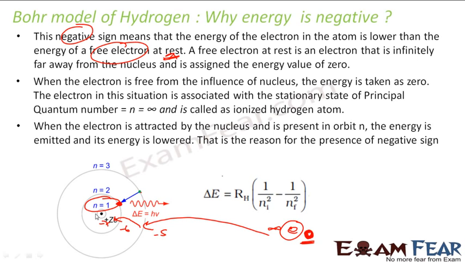Just understand that the energy is negative because at infinite distance we are assuming the energy is 0. When it comes near the nucleus, to different orbits, it keeps losing energy and goes to the lowest possible energy level, and thus since it has lost energy, it is negative.